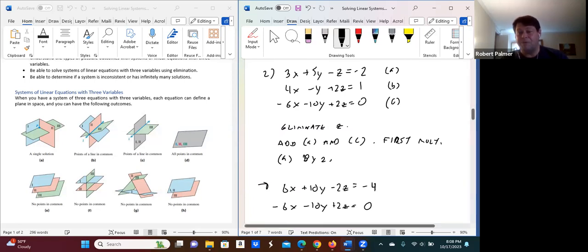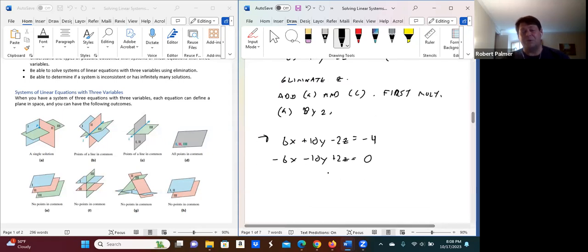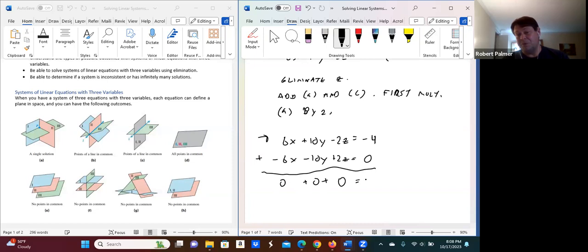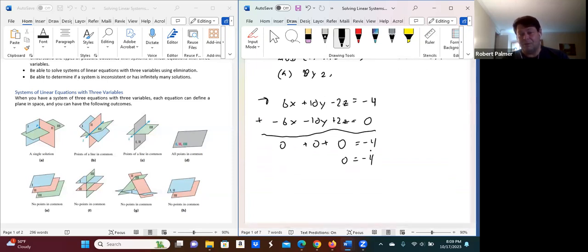Now, hopefully you see something unusual here. If we add these, as we did in the last example, what's going to happen? If you notice, we do eliminate z, which is what we want, but we also end up eliminating everything else. So this is 0 plus 0 plus 0 is equal to -4. We add those. So 0 equals -4. And if you notice, this, of course, is a false statement.